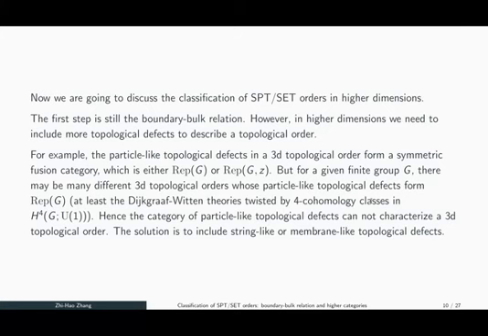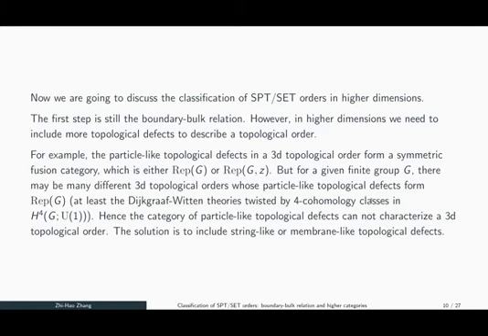For example, if we consider a 3D topological order, the particle-like topological defects can be fused in 3 different directions, so they form an E3 algebra, that is a symmetric fusion category, and it must be Rep G or Rep G-Z2 by a theorem of Deligne. But for a given finite group G, there may be many different 3D topological orders whose particle-like topological defects form that Rep G. At least we know the Dijkgraaf-Witten theories, characterized by a cohomology class, satisfy this condition.